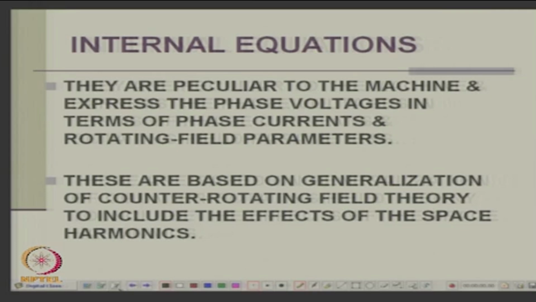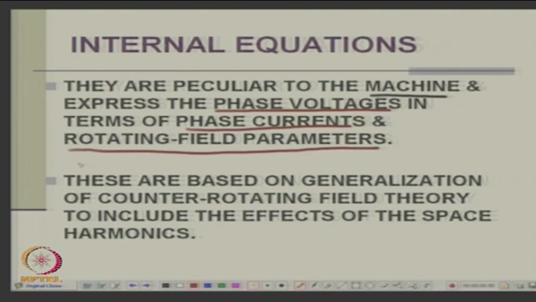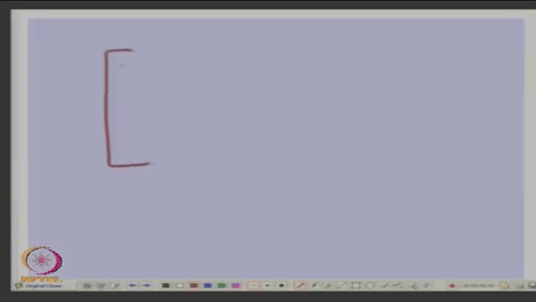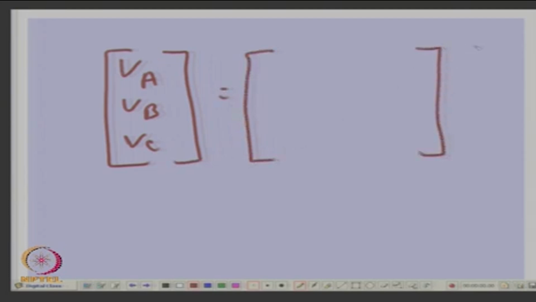That is internal to the machine, they are peculiar to the machine, and you express the phase voltages in terms of phase currents and the parameters. Okay. So, internal to the machine you have phase voltages and phase currents, and can you make some type of parameter. That means, can I write in some form, let us say V A, V B, V C, I can write a matrix of impedances times I A, I B, I C.